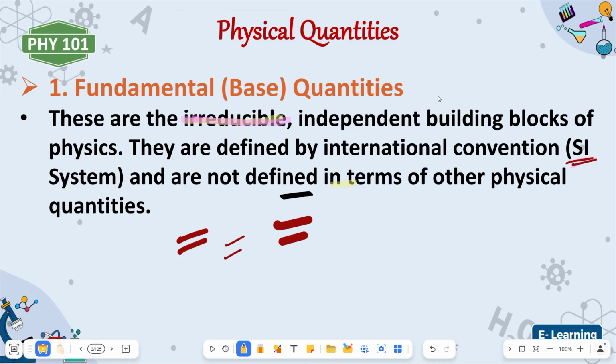So if you want to find derived quantities, my dear student, you must get them from the fundamental quantities. But if you want to get the fundamental quantity, you can't get it from the derived quantities. That is what it implies. All right? So that is that.